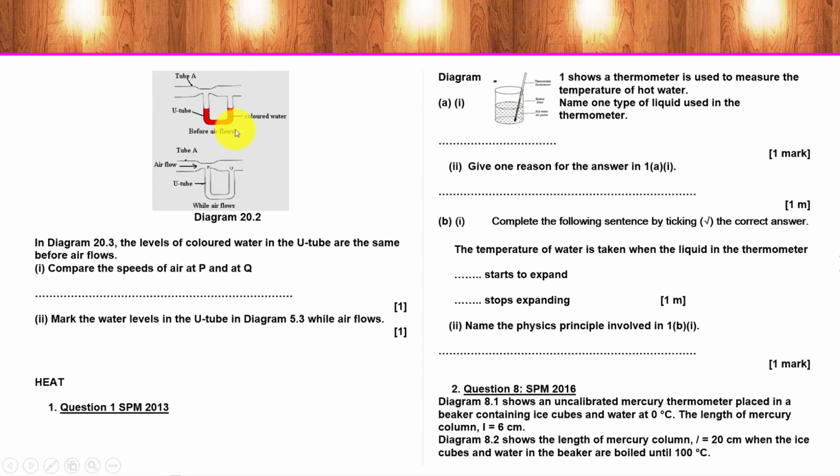Okay, first one, before the air flows, they put the red water. After that, this one is before you go to flow. Okay, they find it the same level. Same level means the pressure should be the same. Okay, now they start to flow.